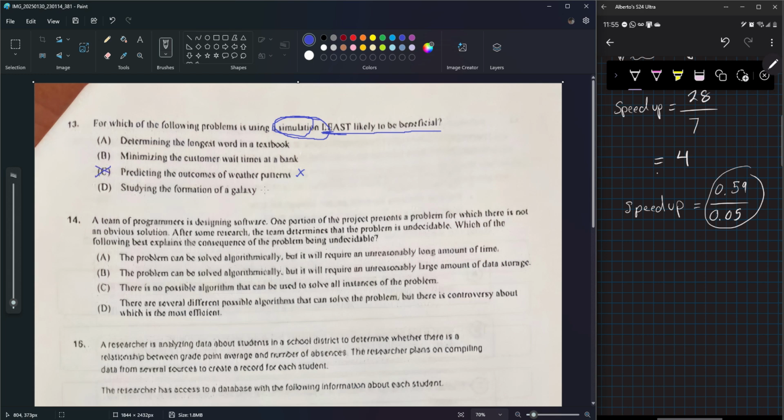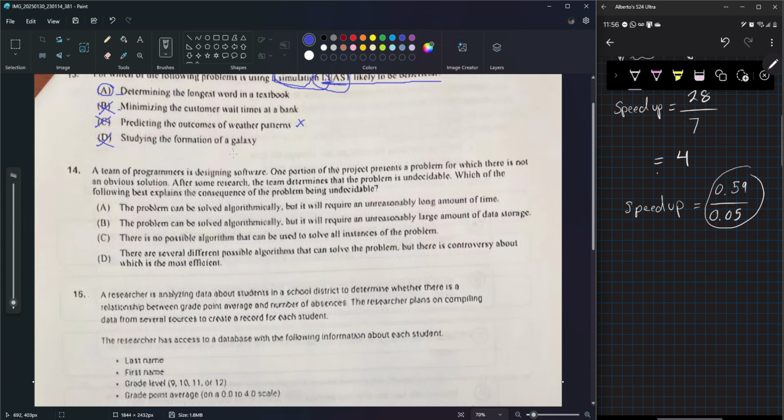So for the formation of a galaxy, we cannot go into space and check it, right? So simulation is the best that we can do. So this would also be very beneficial. I think this would be more beneficial than the others, right? We don't really care about the longest word in the textbook. So that would be the answer, because we want the least beneficial.